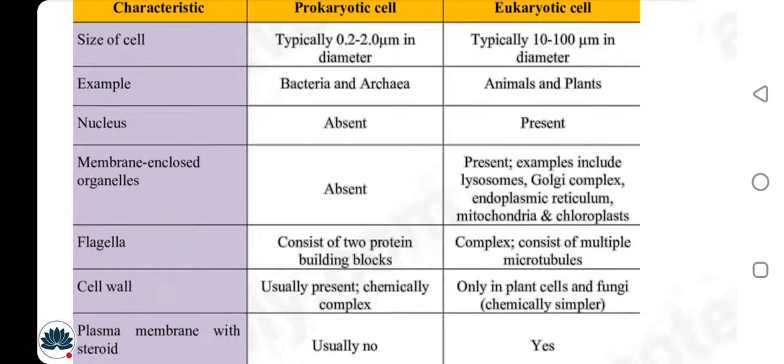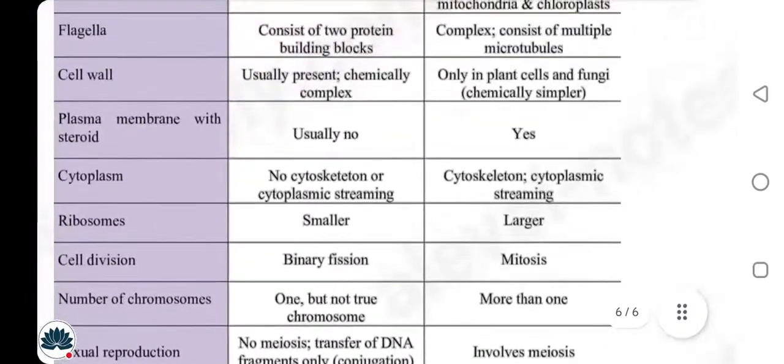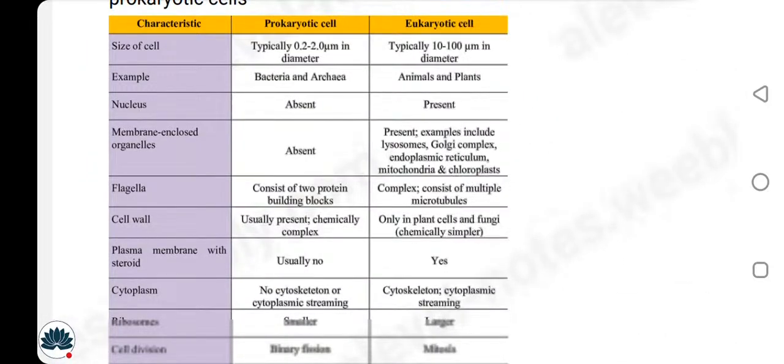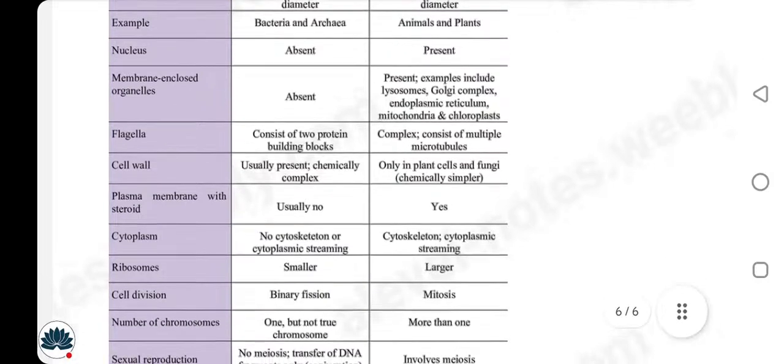The cell wall is usually present and chemically complex in prokaryotic cells, and in eukaryotic cells it is present only in plant cells and fungi, and is chemically simpler. Obviously it is not present in the human body. The plasma membrane with steroids is usually not present in prokaryotes, but is present in eukaryotic cells. In the cytoplasm, no cytoskeleton or cytoplasmic streaming is present in prokaryotic cells, while in eukaryotic cells a cytoskeleton and cytoplasmic streaming are present.